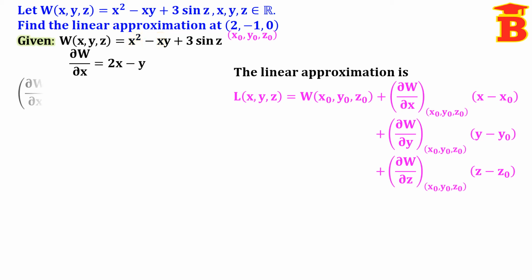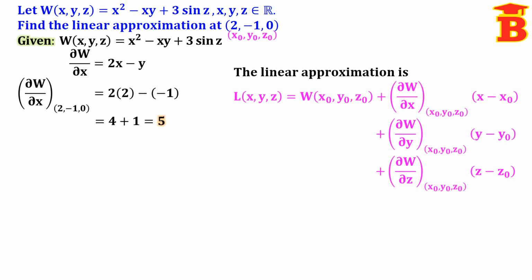So dou w by dou x at the point 2 minus 1 0, x value 2, y value minus 1, z value 0. Substitute here x value 2, y value minus 1. So this is equal to 4 plus 1, which is equal to 5.